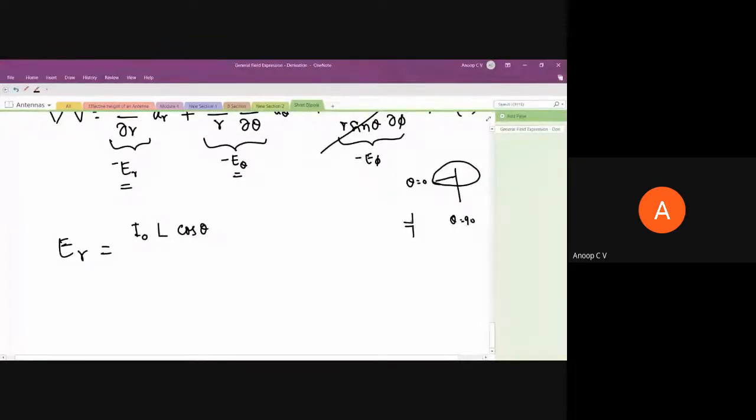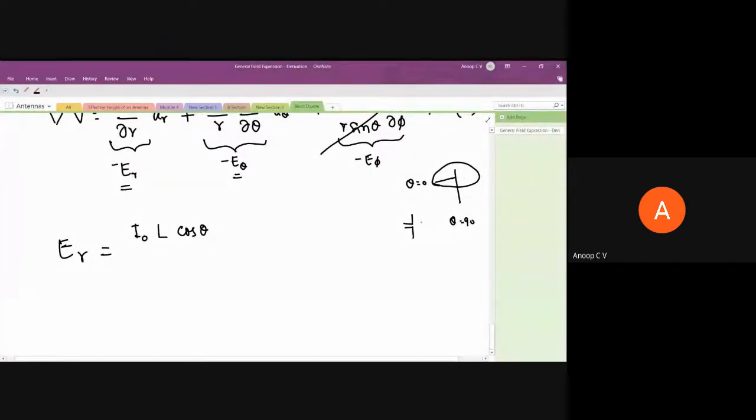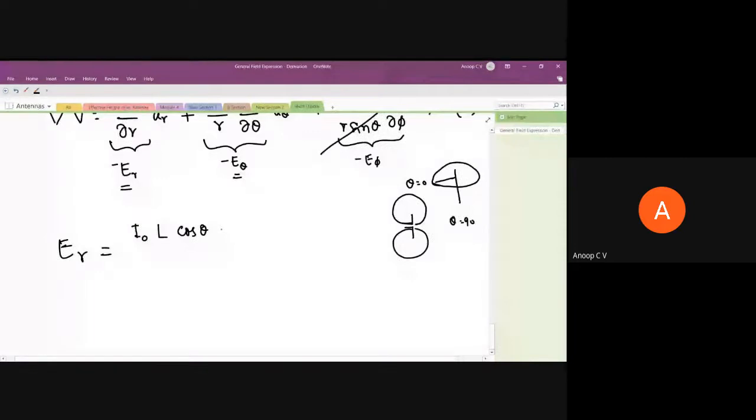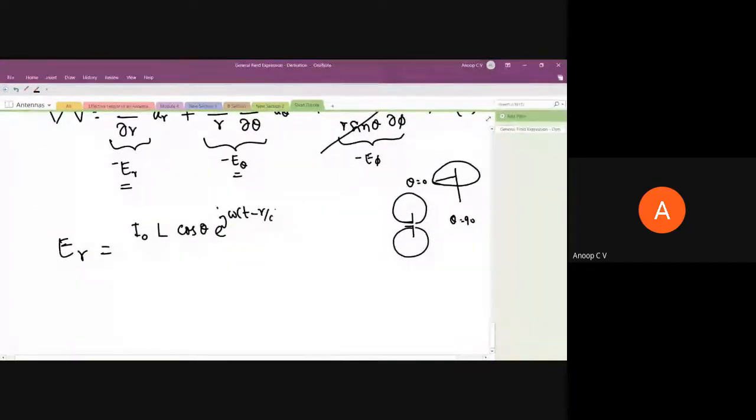So the field E_R component will be actually what? The pattern will be like this. Pattern of E_R will be like this. Maximum will be along theta equal to 0, and as you increase theta to 90 degrees, it decreases, and again it increases, right? So it is proportional to cos theta, and of course, we have this e^(j(omega t - r/c)).